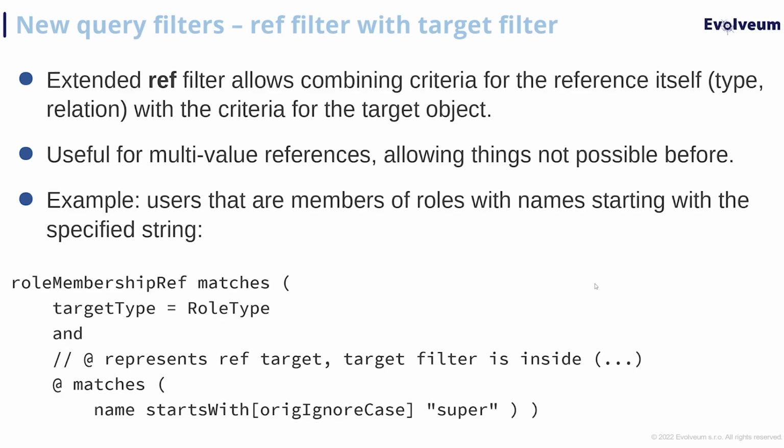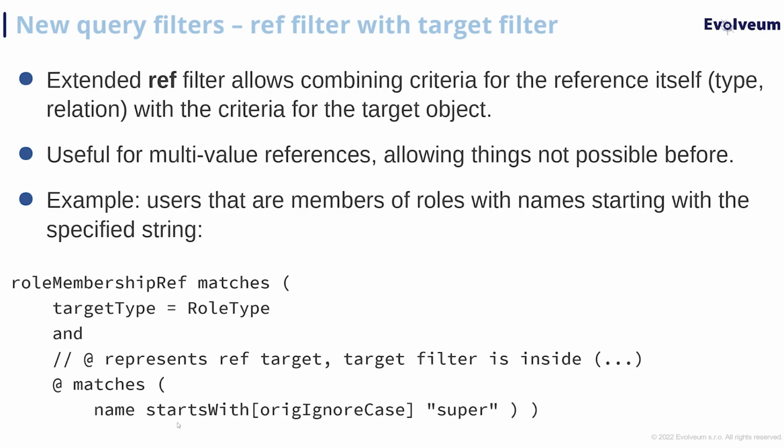This is all based on a few new filters, because without them it wouldn't be possible. First one is the good old ref filter, but now extended, so that you can combine the criteria on the filter, on the reference itself, like what's the target type and, for instance, what's the relation of the reference. But also you can construct criteria on the target of that reference.